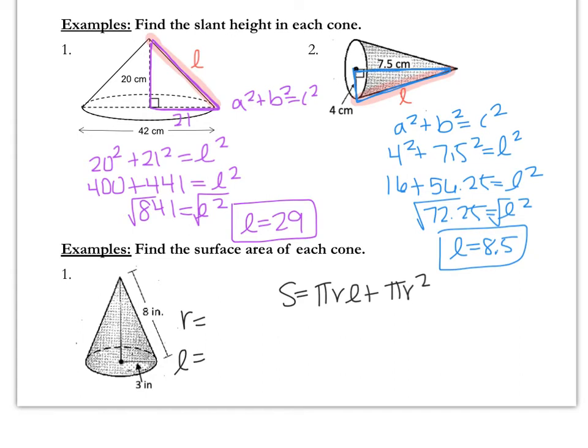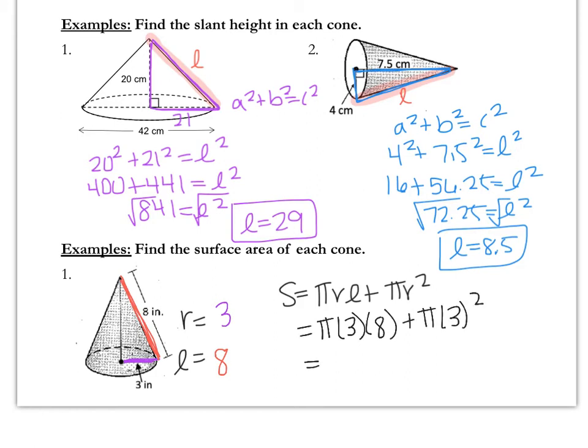R is going to be the radius of the circle. So it's going to be this bottom number here that's going to be 3. And L is the slant height, which would be this outside line we want right now, which they are telling us the measurement of. L is going to be 8. So we're going to do pi times 3 times 8 plus pi times 3 squared.